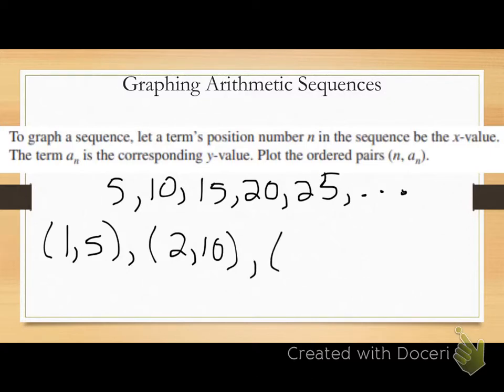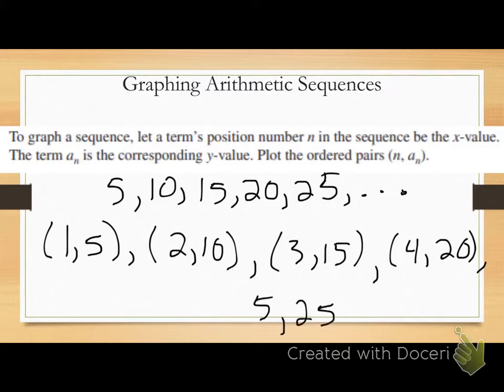Can someone raise your hand and give me the third ordered pair? 3, 15. 15 is the third term, so the x value is 3. What's my fourth ordered pair? 4, comma 20. And someone give me my last one. 5, 25.